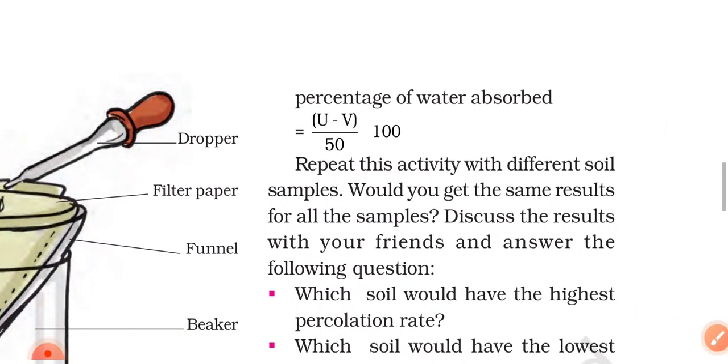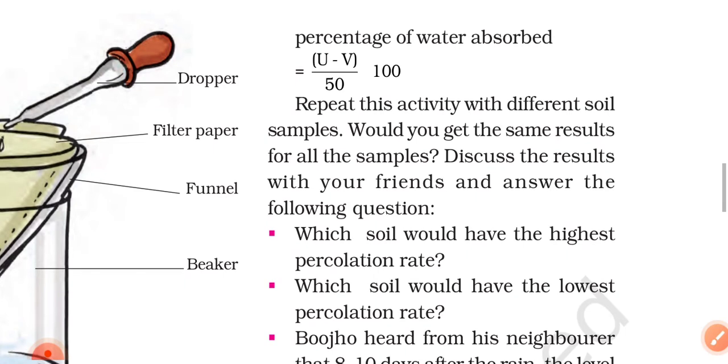Percentage of water absorbed equals (U minus V) by 50, into 100. Repeat this activity with a different soil sample. Would you get the same result for all the samples? Discuss the result with your friends and answer the following questions.